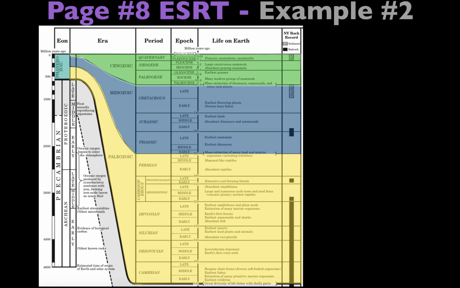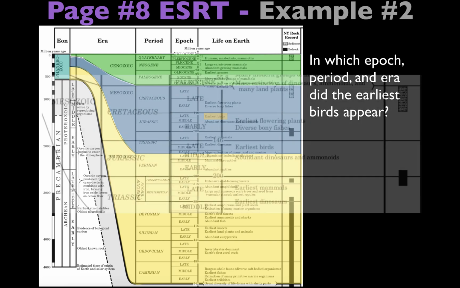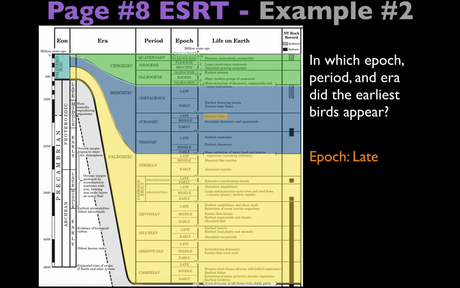All right, let's take a look at another example question. Here we have, in which epoch, period, and era did the earliest birds appear? You need to find that exact phrasing in the reference table. You find earliest birds. Now let's zoom into that. We have earliest birds, and if we look over to the epoch, period, and era column, we will see that it's the late Jurassic during the Mesozoic era. So our answers to this question: the epoch is late, period is Jurassic, era, Mesozoic.